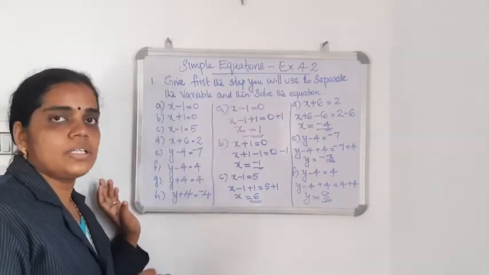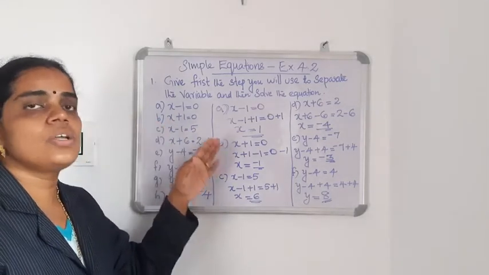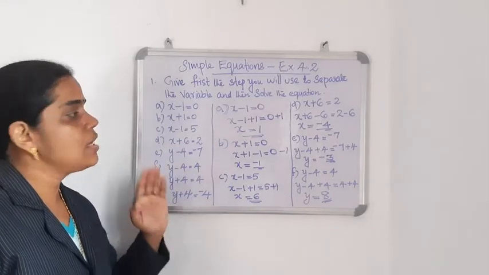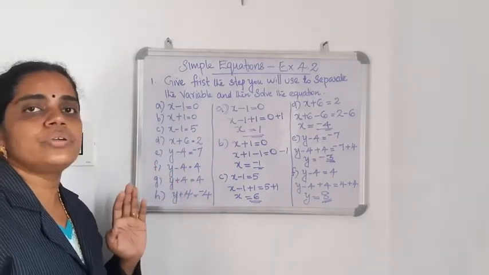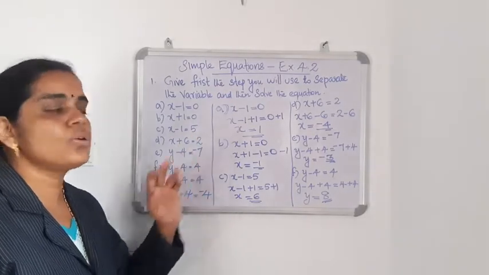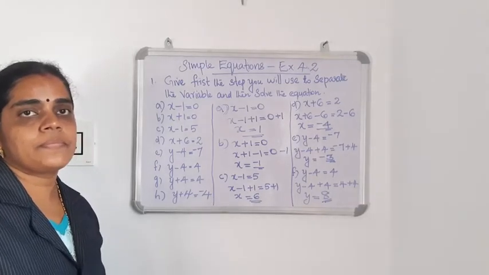Separate the variable, then solve the equation. That is the method. Okay. So here it is subtraction, you can add. Here it is addition, you can subtract. But on both sides you need to do the same operation with the same numbers. So you will get the solution of the equation. All of you understood? Okay.